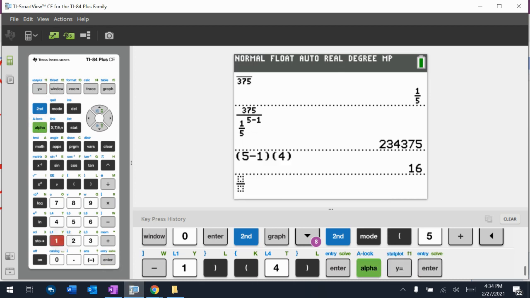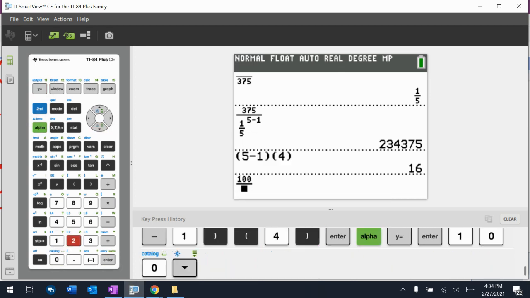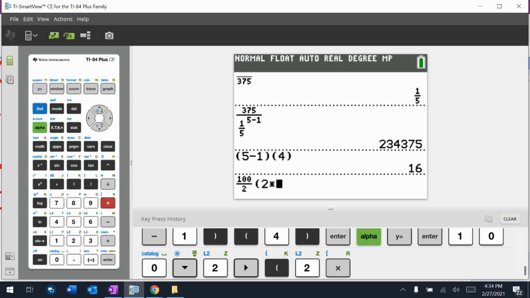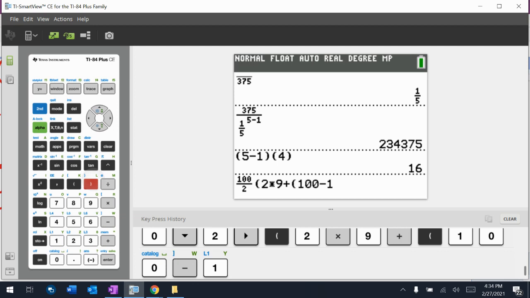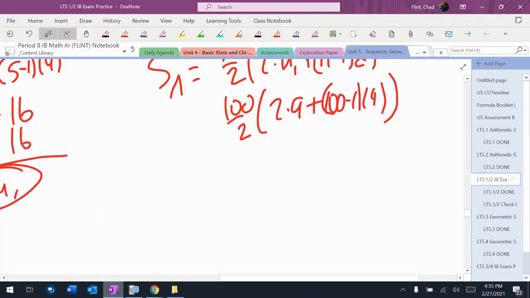Alpha y equals 100 over 2, and the answer is 20,700.